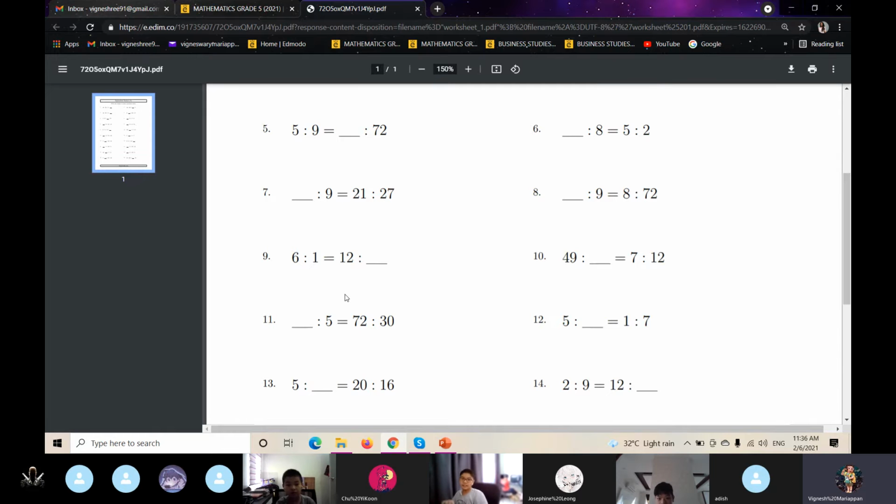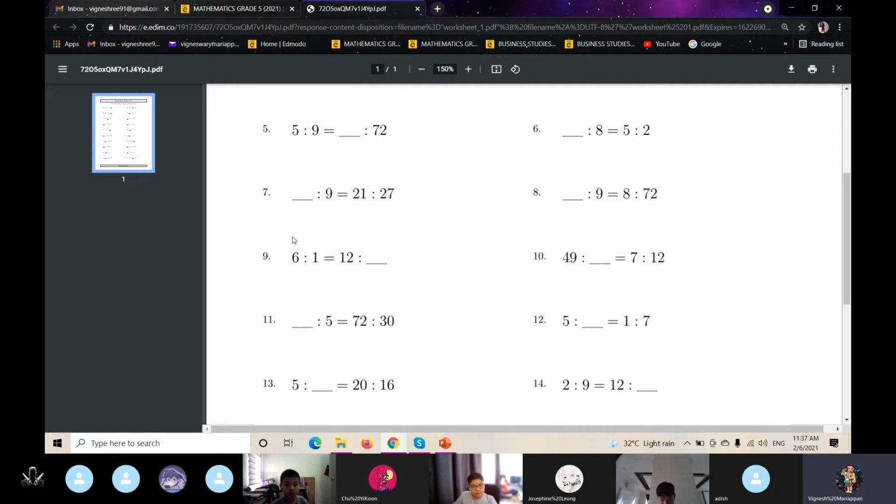Very simple. Number 9, just compare the first ratio. What do they do? Oh, they multiply. Okay, good. So you also have to use the same way for the second ratio. And if you see, let's say, the 10 example, they divide. The second ratio also you have to divide. It depends on which way you're going to use.